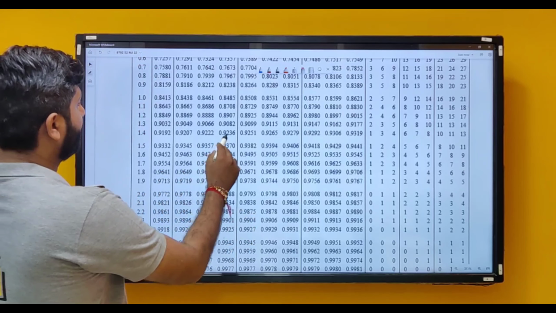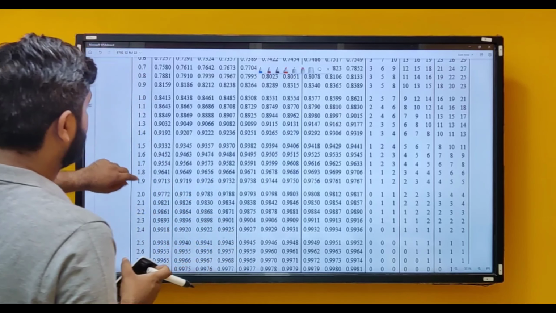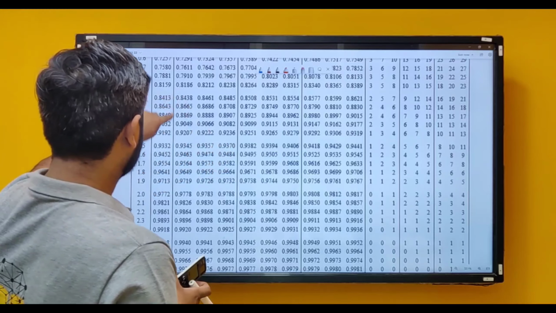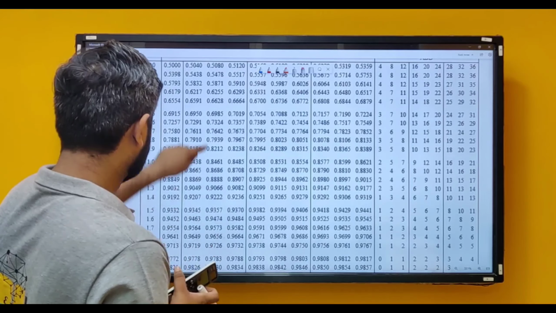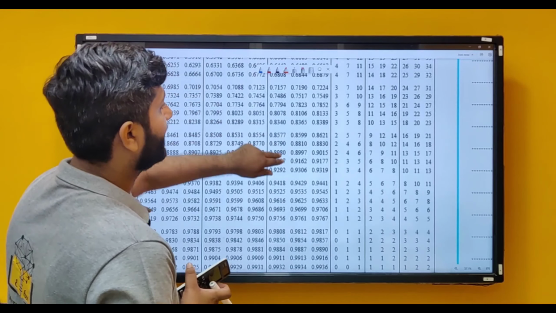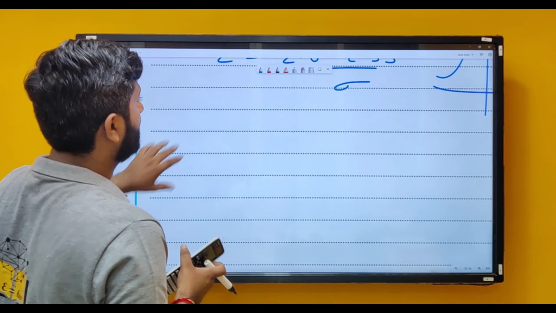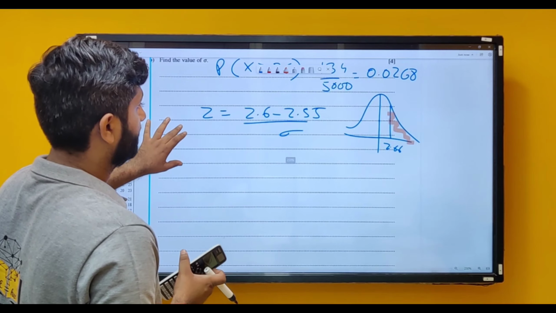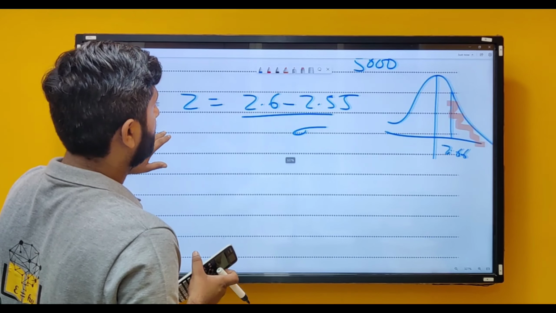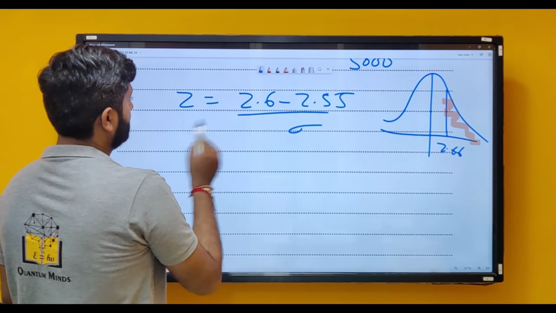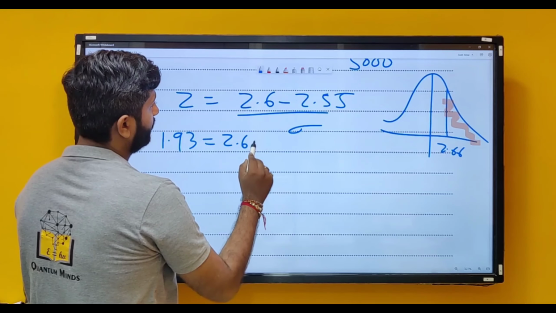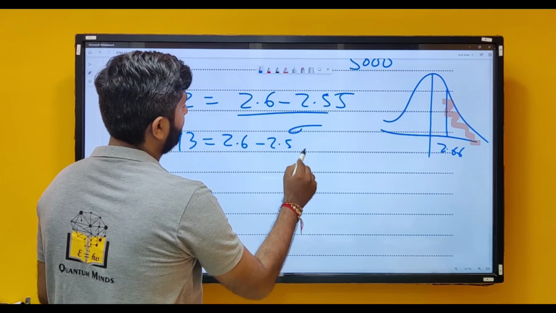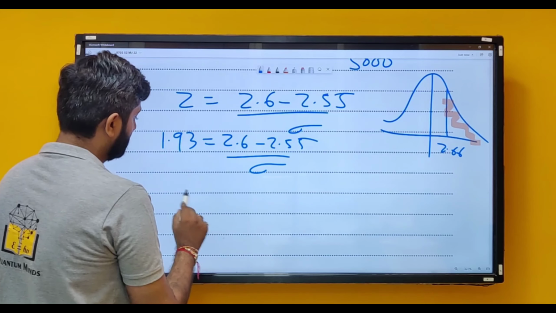Oh, I think I have the exact value, which is 0.9732. This is 1.9 and 3, 1.93. So we already know that the value of Z is 1.93. So I'll write 1.93 is equal to (2.6 minus 2.55) upon sigma.